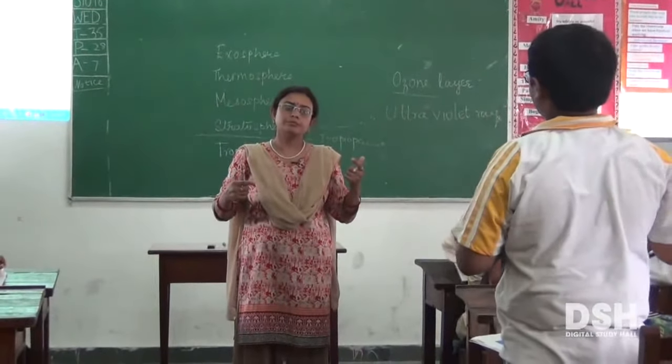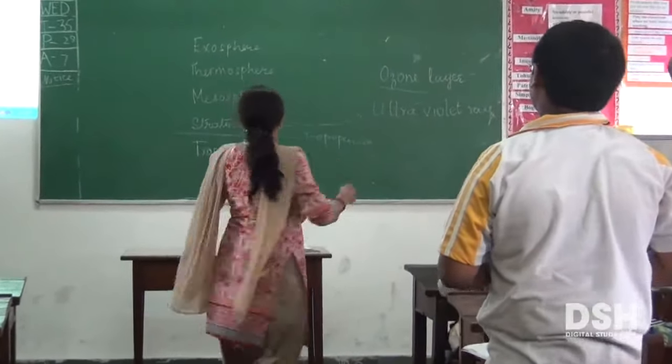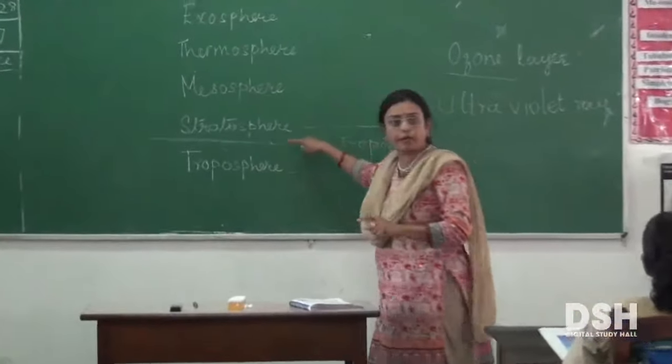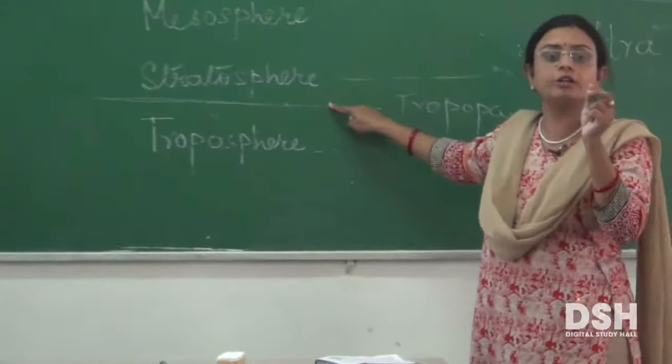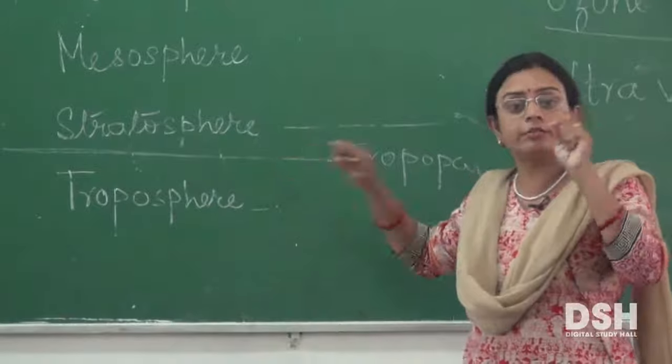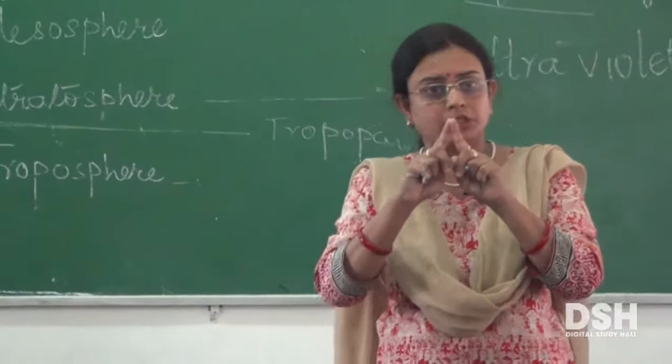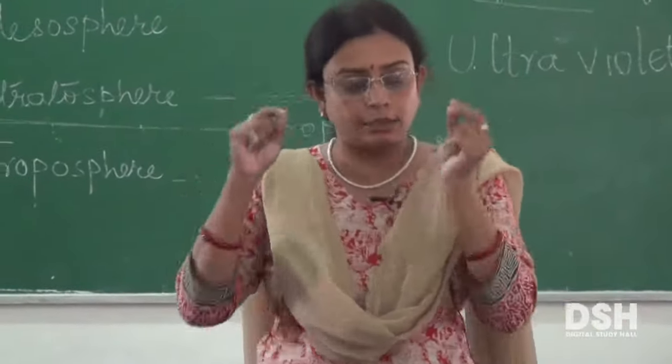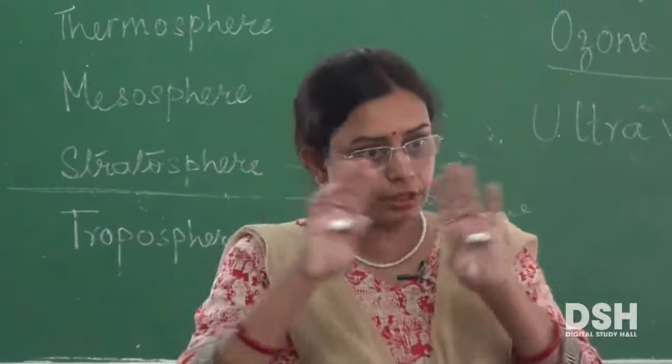Because of global warming, holes happen in this ozone layer. The holes are there because of global warming. Because of the increasing temperature, cracks and holes start forming in it. Right? In this layer.